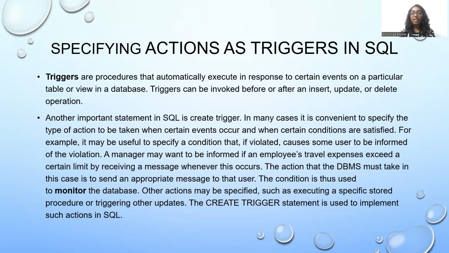In many cases, it is convenient to specify the type of action to be taken when certain events occur and when certain conditions are satisfied. For example, it may be useful to specify a condition that, if violated, causes some user to be informed of the violation. A manager may want to be informed if an employee's travel expenses exceed a certain limit by receiving a message whenever this occurs. The action that the DBMS must take in this case is to send an appropriate message to that user.